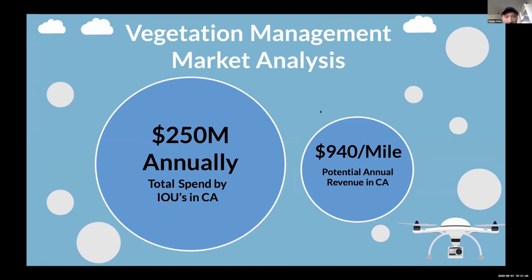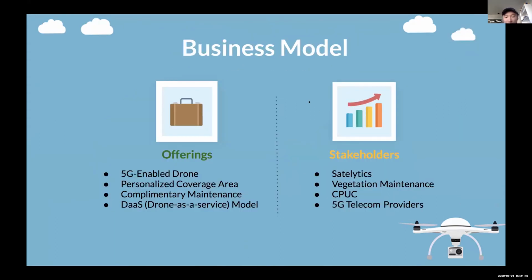Our core offering is a fleet of 5G-enabled drones deployed over a personalized coverage area according to each regional customer's needs. On the analytical side, we are providing complementary fire detection and vegetation management analytics, as well as maintenance. Overall, our business model is a drone as a service model enabled by 5G. Our stakeholders include partnerships for amplified capabilities with satellite firms, vegetation maintenance experts, regulators such as the CPUC, and potential partnerships with 5G telecom companies.